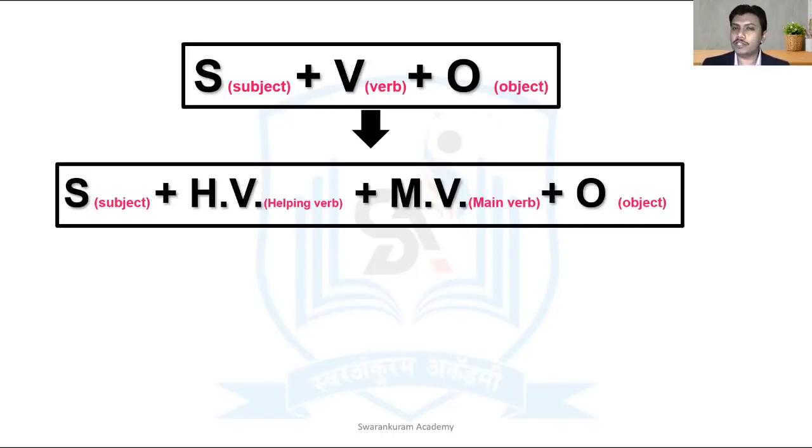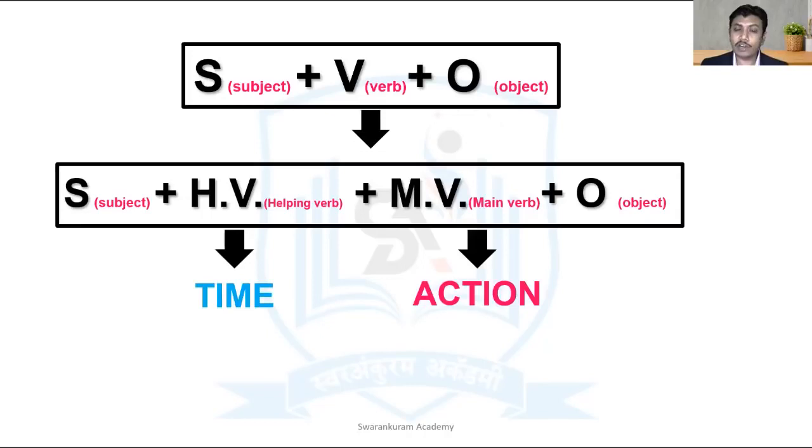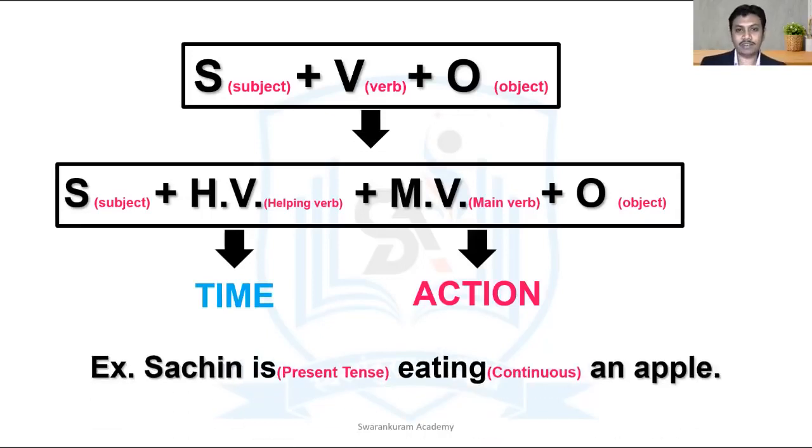What is the purpose of this? When we simply talk about subject, verb, object, there is one thing. And when we talk about subject, then helping verb, then main verb, and then object, there is a different thing. Let's try to understand. The helping verb will always indicate time, and the main verb will always indicate action in the statement. How? Let's try to understand one example.